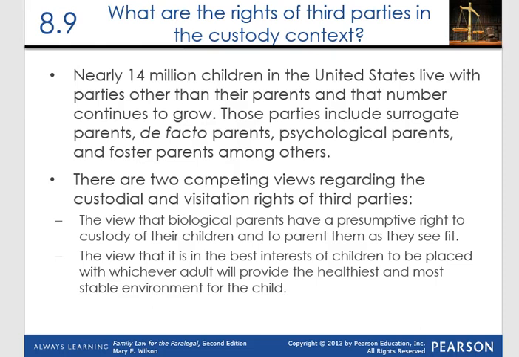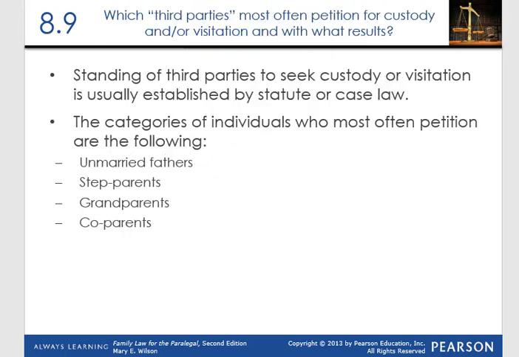There are two competing views regarding custodial and visitation rights of third parties. One is the view that biological parents have a presumptive right to custody of their children and to parent them as they see fit. There's also the view that it is in the best interest of the children to be placed with whichever adult will provide the healthiest and most stable environment for the child.